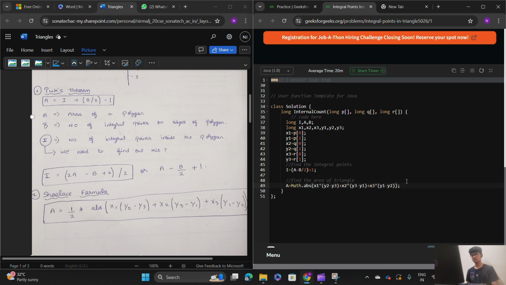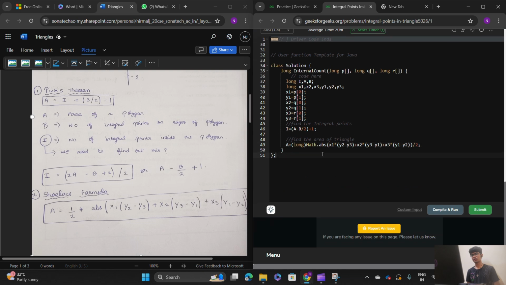So after this, you need to multiply it by 0.5, or else let me divide it by 2. So it will be easy for you to typecast into a long. The reason here is you need to return everything in terms of long. When you use method abs, its default return type is double, so we need to typecast into long. So we have found the area of the triangle.